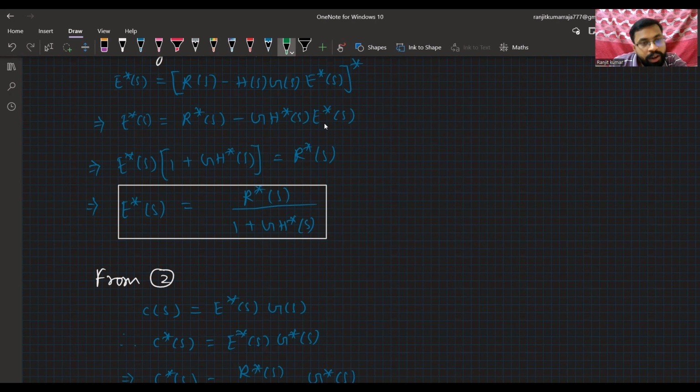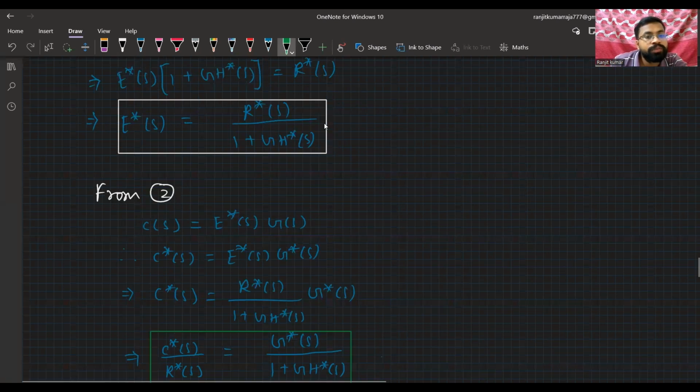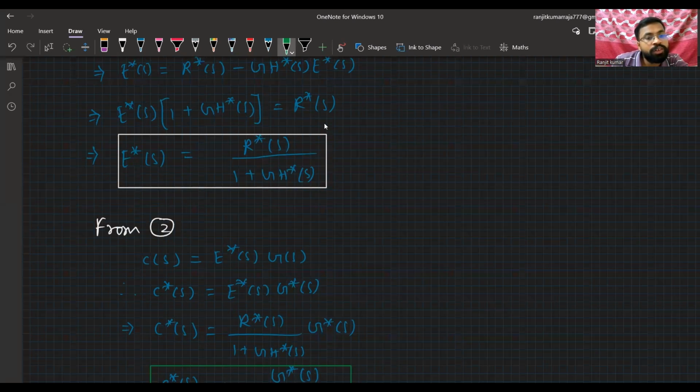Now E star of S, just transposing this to the LHS side, and I have taken E star of S as common, so it will become 1 plus GH star of S, and this function is common. Now R star of S stays the same on the right hand side. Now we have to calculate E star of S, so sending this to the RHS side, it will become R star of S divided by 1 plus GH star of S.